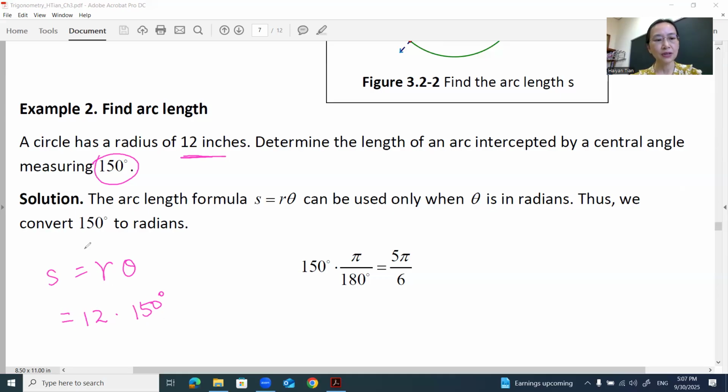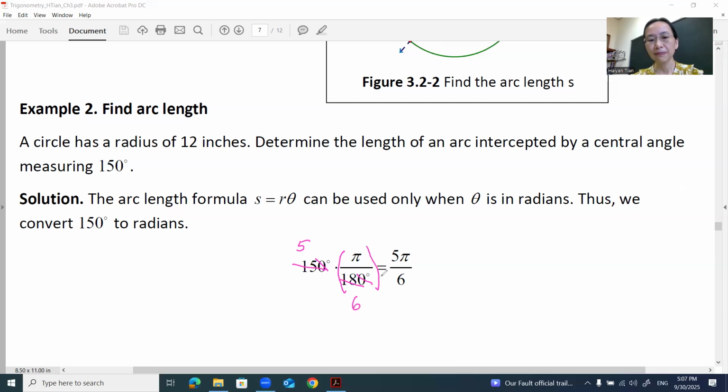So first of all, let's convert this theta into radians before we use the formula. So 150 degrees, when we convert it into radians, we need to multiply the degree measure by pi over 180. So when you multiply, you can cancel some common factors, right? Divide by 30, 150 divided by 30. So yeah, it's 5 pi over 6. And that's the radian measure for 150 degrees.